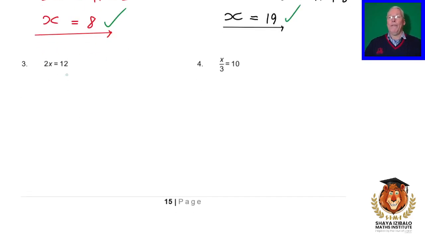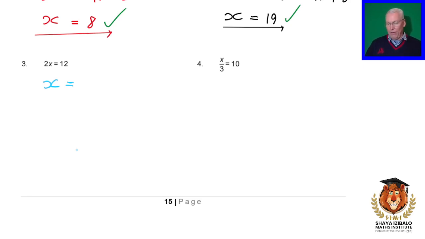All right, what's happening to x here? It's being multiplied by 2. What should I do to get x on its own? I should divide by 2. On which side should I divide by 2? On both sides. Have to divide on both sides.